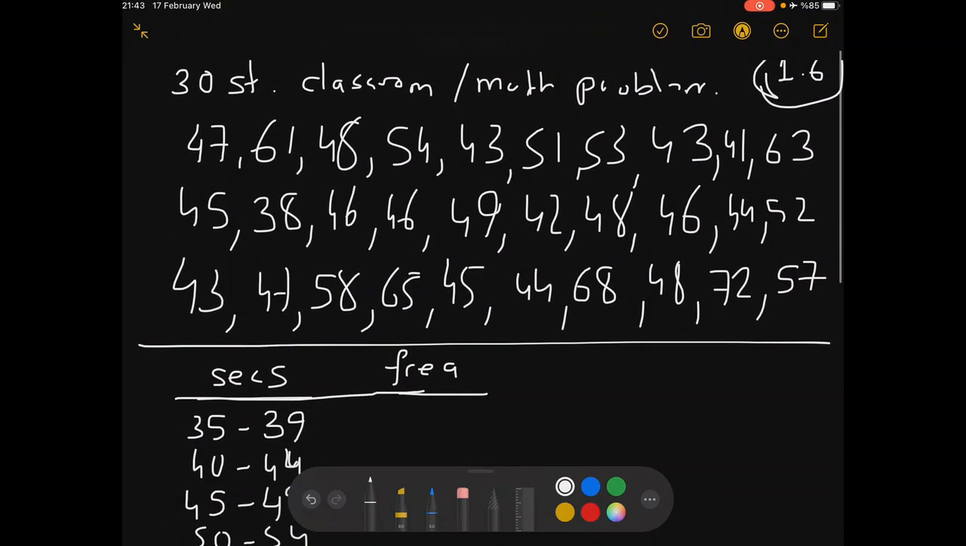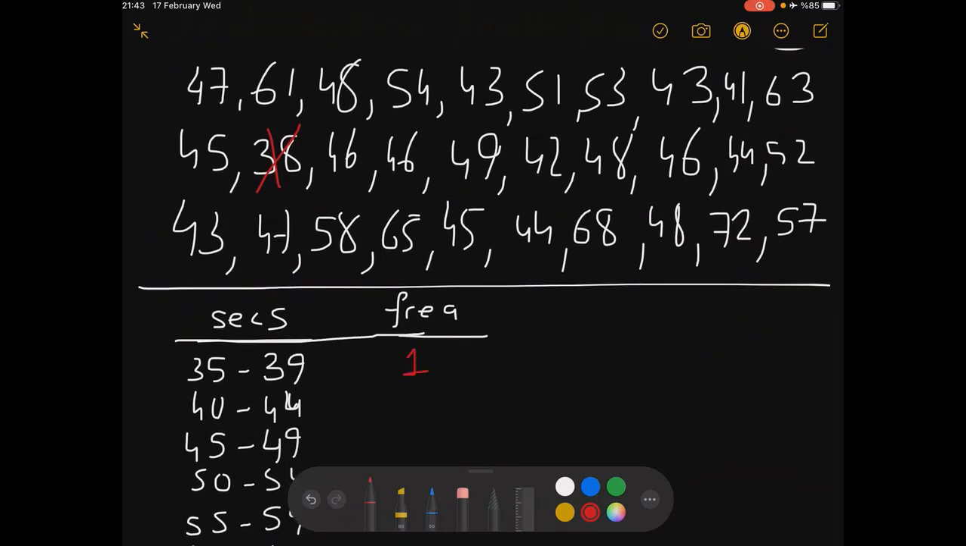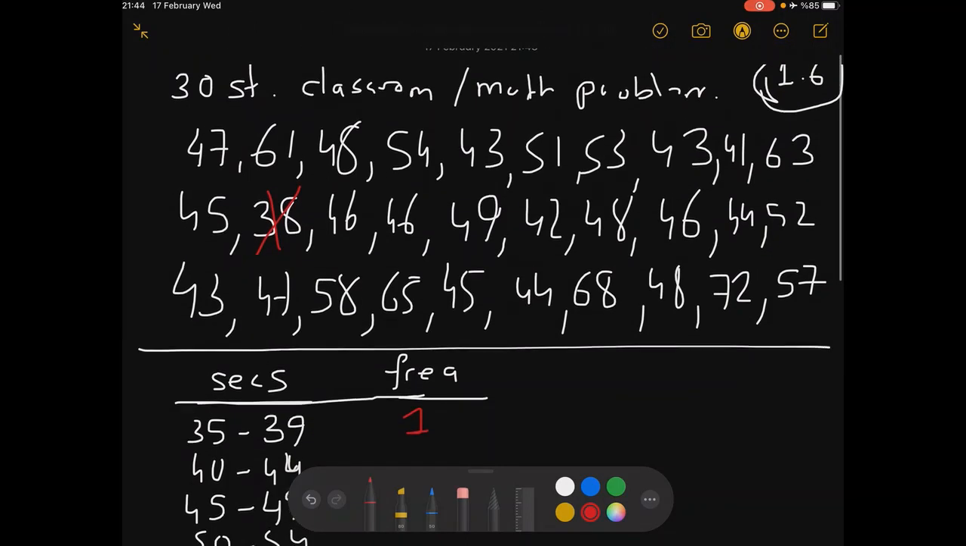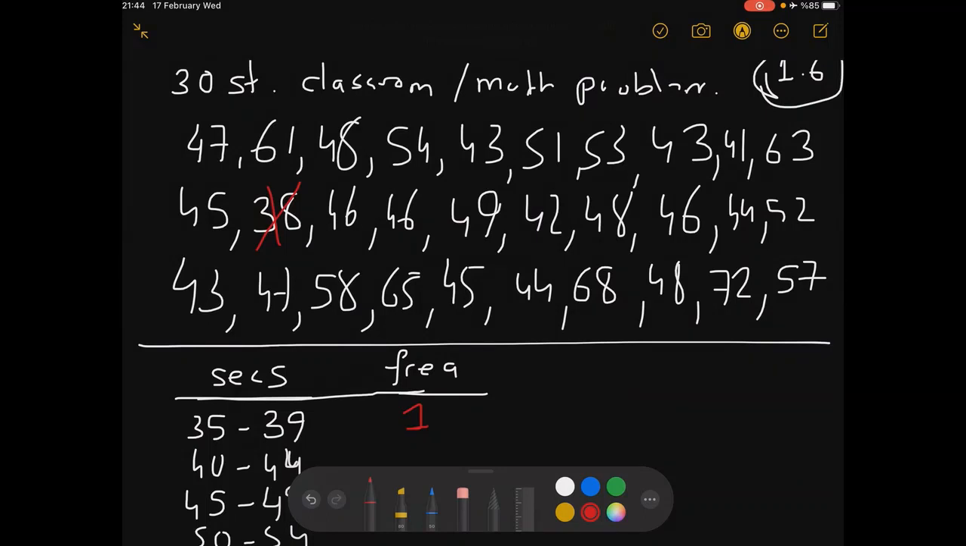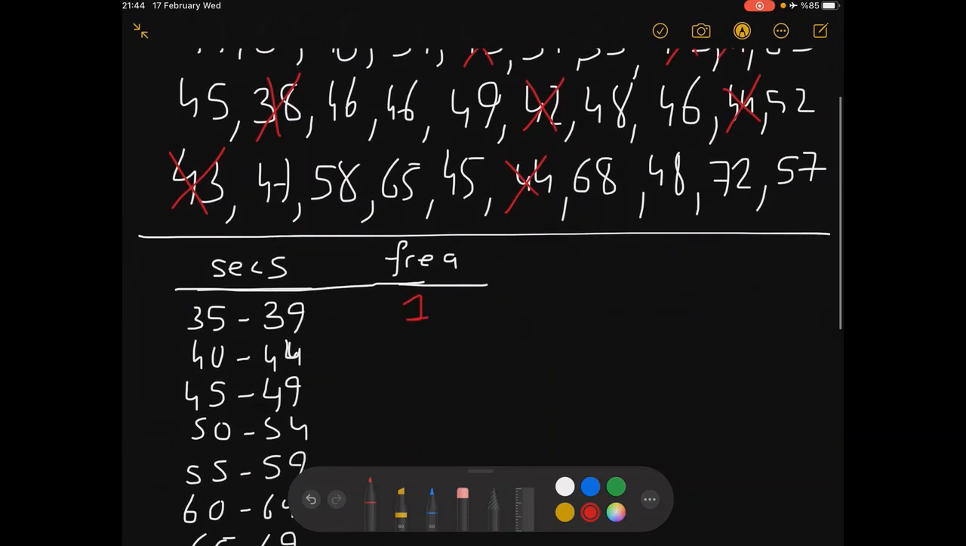Let's take a look at the first category. How many do we have there? I think we only have one here, this one, right? So its frequency is 1. And then between 40 and 44, you will have which ones? 1, 2, 3, 4, 5, 6, and 7, right? So you have 7 here.